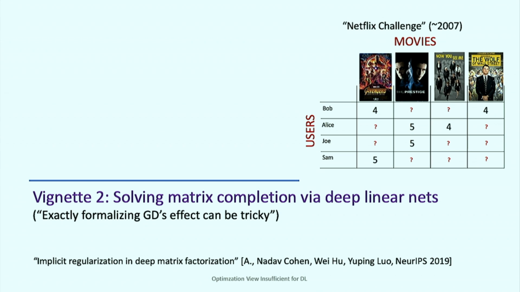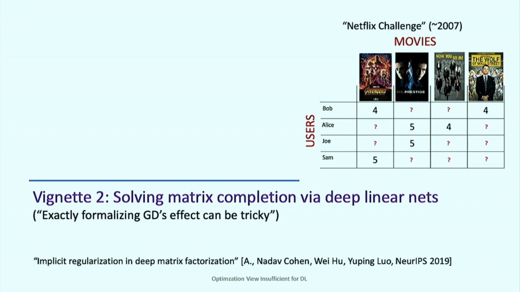So that was vignette 1. Changing gears completely, another simple setting: we're going to study how to solve matrix completion via a deep linear net. Matrix completion as in the Netflix challenge, which those of you old enough may remember from 12, 13 years ago. Netflix wanted a prediction algorithm for what movies you like. You think of it as a large matrix, users times movies, and users rate a few movies, so those are some entries of this matrix that are revealed, and you're trying to predict the remaining entries.